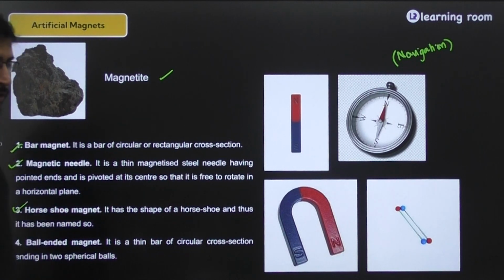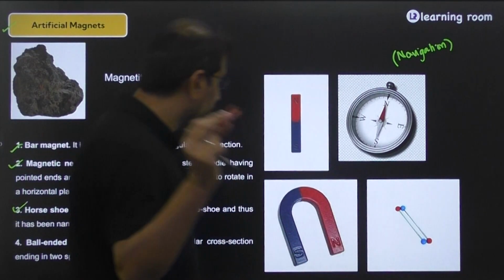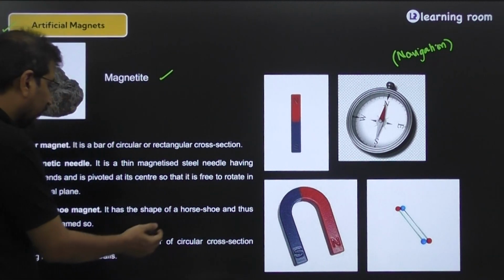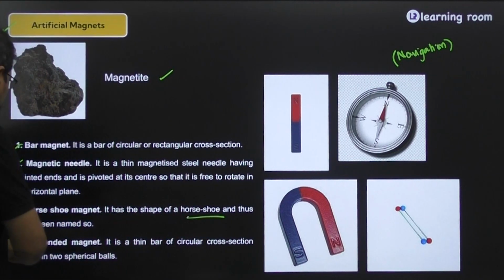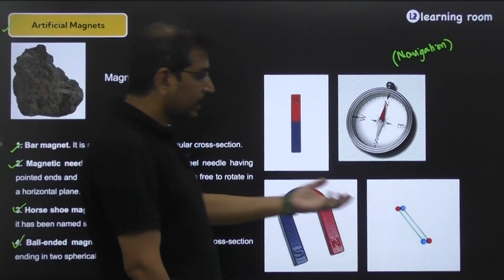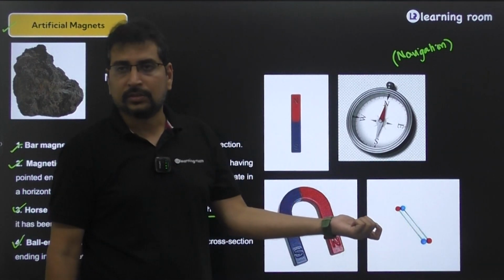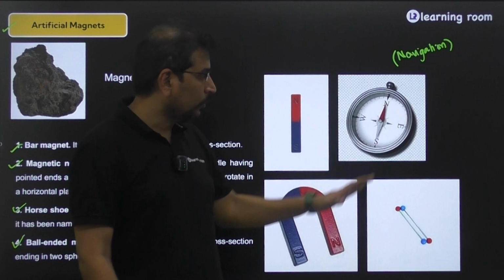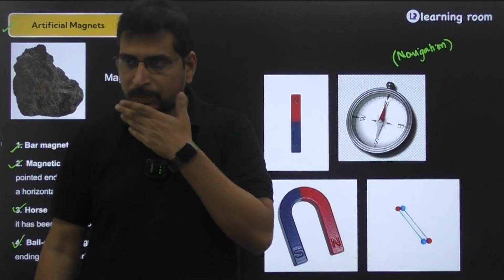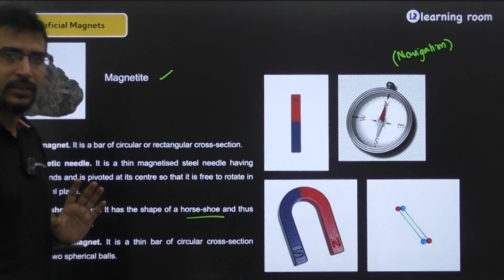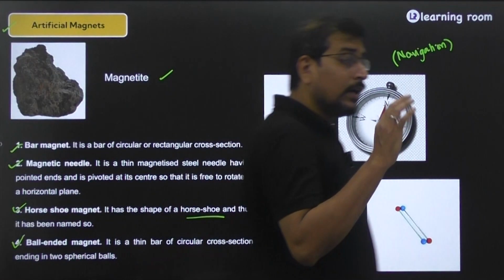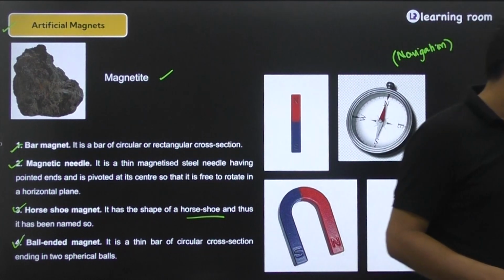Third, you can think of this horseshoe magnet, because it has the shape of a horseshoe and is thus named like that. There is something else called a ball-ended magnet. Again, this also has a color code. Red is used for north and blue is used for south. The same logic. If you see all four, there is a color code that is used. Wherever red comes, it is north. It is understood. Am I clear with this? So this is all about artificial magnets, right?